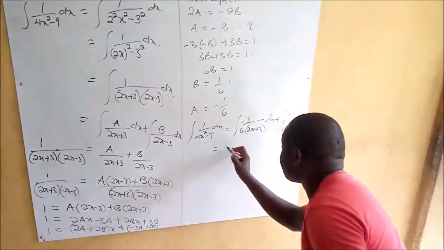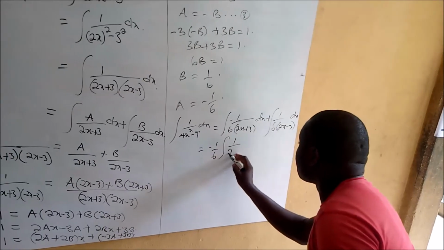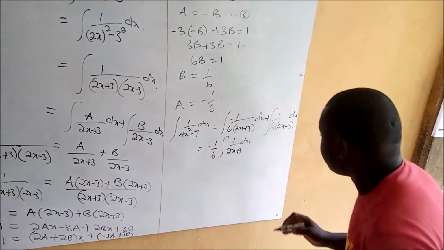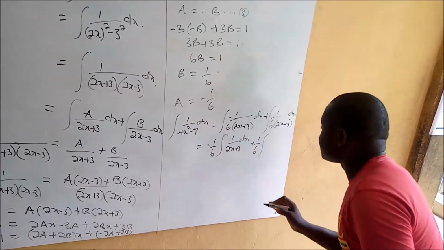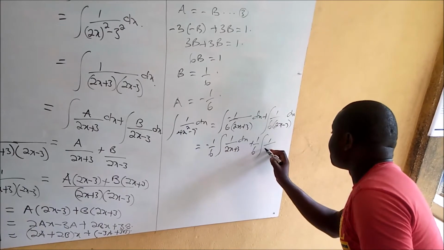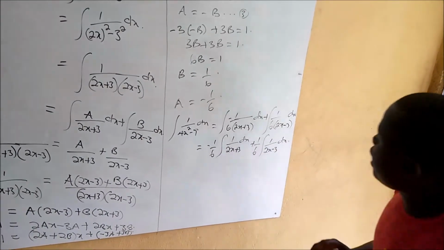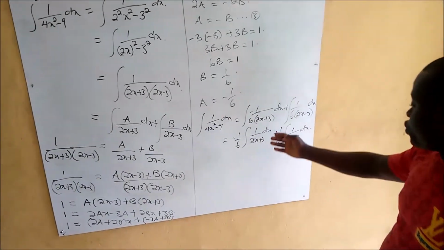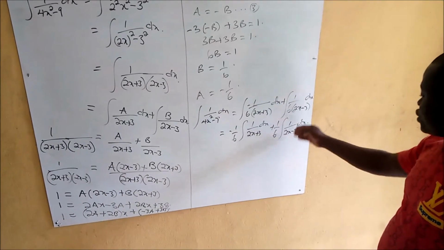So you have minus 1 divided by 6 times the integral of the reciprocal of 2x plus 3 multiplied by dx. You factor 1 over 6 also, so you have 1 over 6 times the integral of the reciprocal of 2x minus 3, all multiplied by dx. Just to make your work easier, we want to further integrate this integrand and this other integrand.